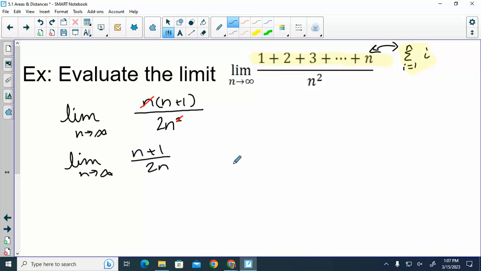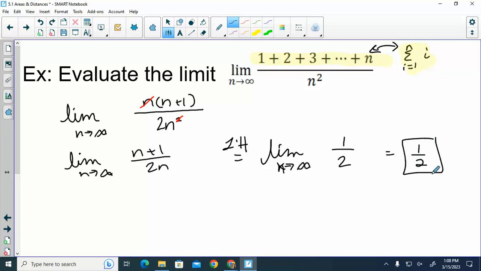So then it's infinity over infinity, so you can do L'Hopital's, you can do the trick to divide everything by the highest power of n. So you get 1 over 2. So this is 1/2. L'Hopital's: derivative of the top and derivative of the bottom. Derivative of n plus 1 is 1.